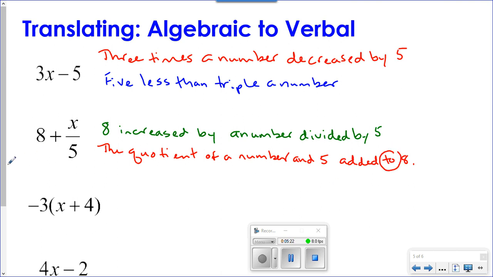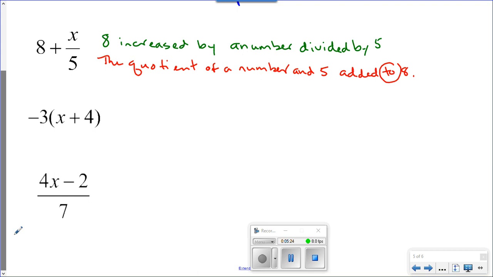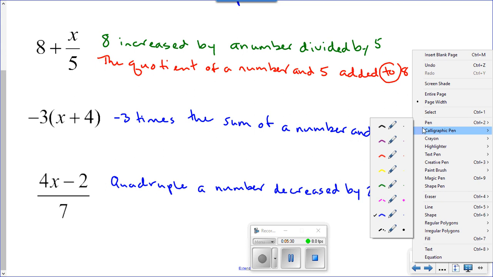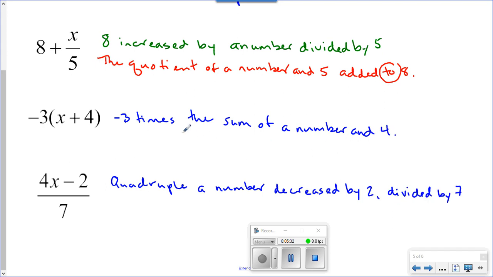So go ahead and pause the video and see what you can get for the other two expressions. Alright, so if you look at the first one, we've got -3 and then that expression in parentheses. So I have -3 times the sum, which lets me know that all of this needs to be done by the time I multiply by -3. Then for the bottom one, we have quadruple a number decreased by 2. The comma tells me that that's going to be done first, and then we divide by 7. You may have written two completely different sentences and they could still be correct, so there's going to be lots of different options here.